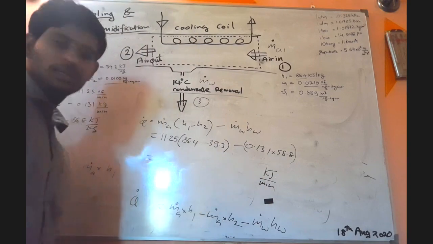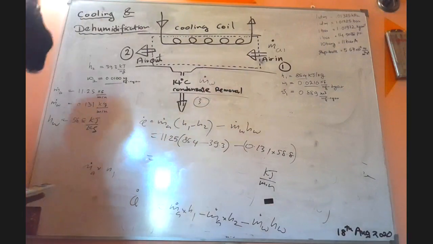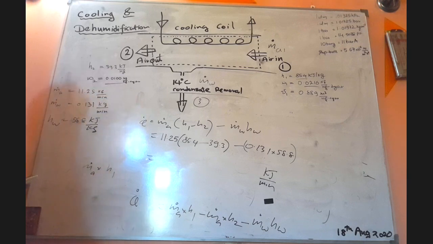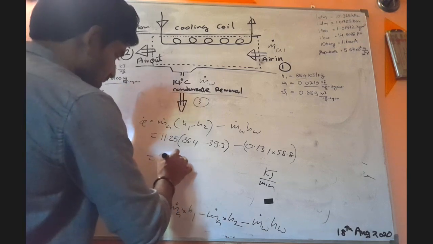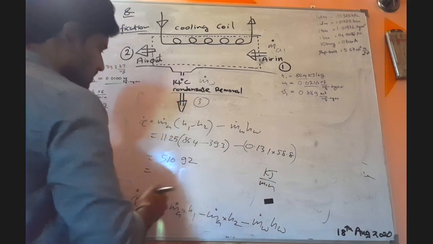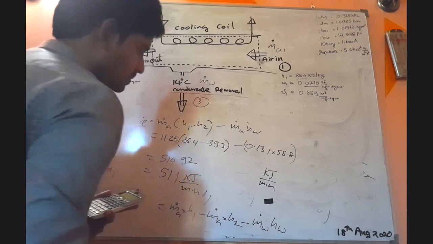So now you can take the calculator. Then 11.25 multiplied by 85.4 minus 39.3, right? So that minus 0.131 multiplied by 58.8, 510.92 kilojoules per minute. Doesn't matter, you can say 511 kilojoules per minute. So that is the answer.